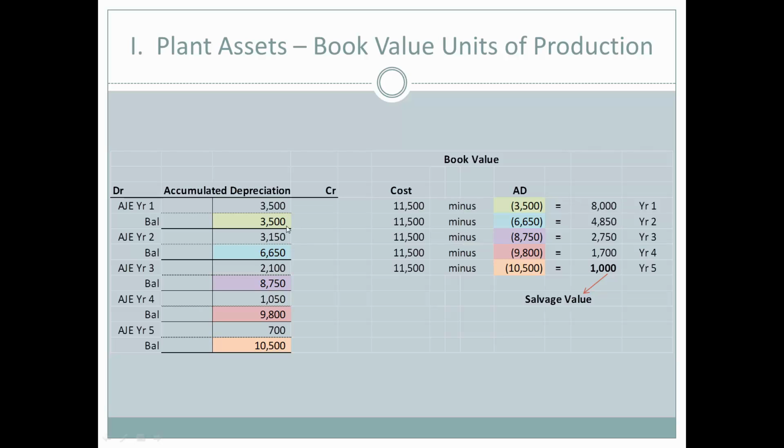First year is $3,500. Second year, $6,650 is our accumulated depreciation. Third year, $8,750. Now notice our adjusting journal entries are varying because the asset is being used at varying levels for all of these years, but we still come down to our ending balance in accumulated depreciation of $10,500. So let's look at our book value, which is cost minus accumulated depreciation. We see our accumulated depreciation for each of the 5 years. We can see our book value for each of the 5 years, and it yields the same ending salvage value.